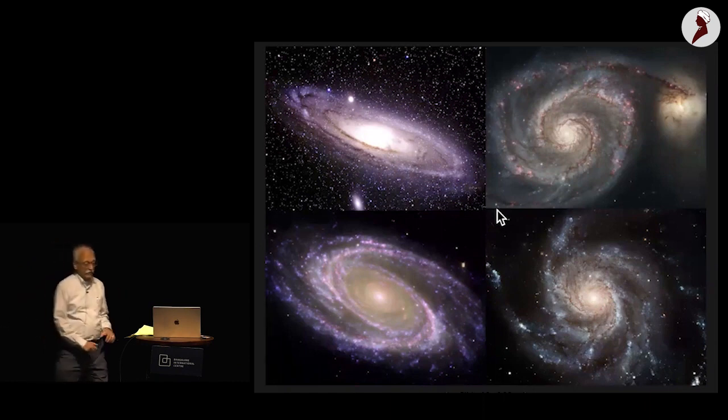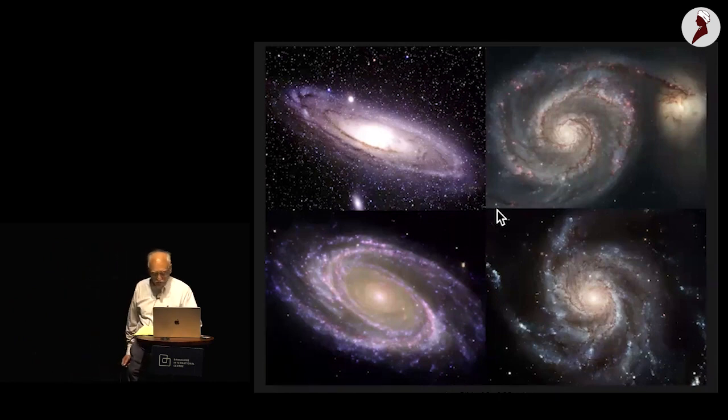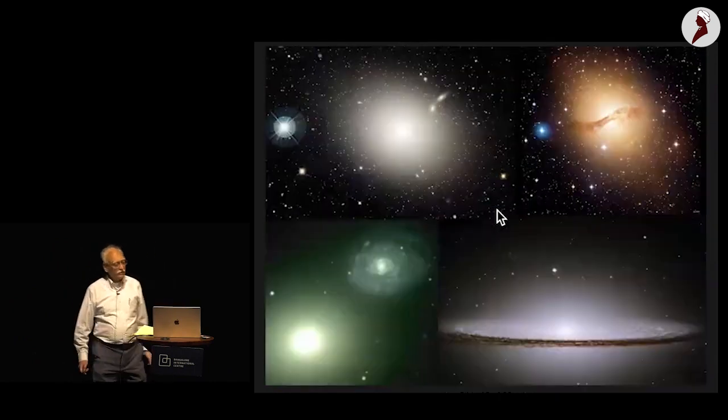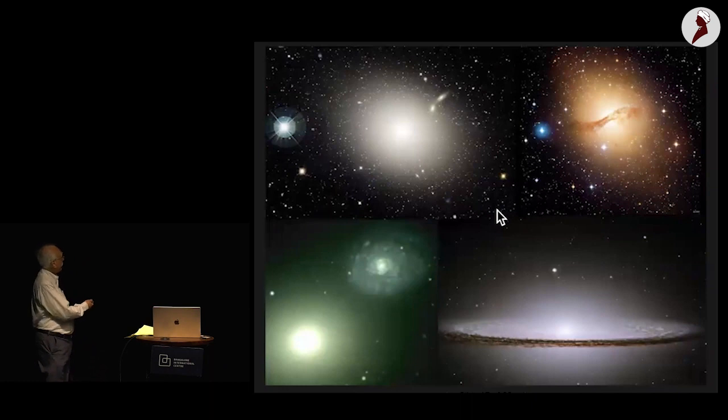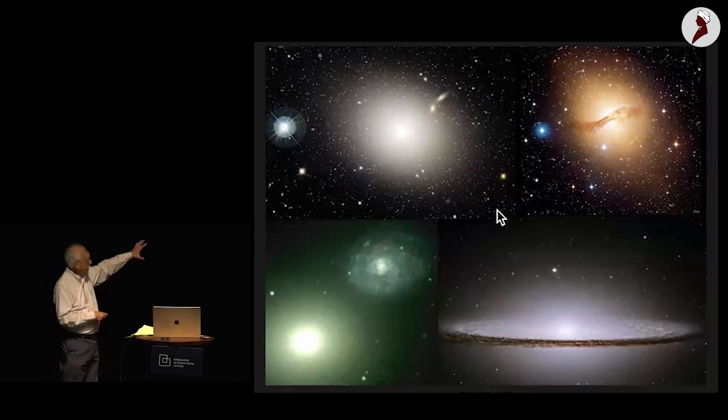M87 is the big galaxy. I don't think I have a picture of M87. But M87, as a galaxy, would probably look like this. This may be M87, I'm not 100% sure. And maybe that is the famous jet in M87. But anyway, M87 is a so-called elliptical galaxy, which looks like that. And the black hole in the center is called M87 star.